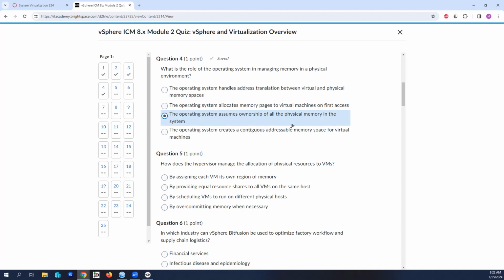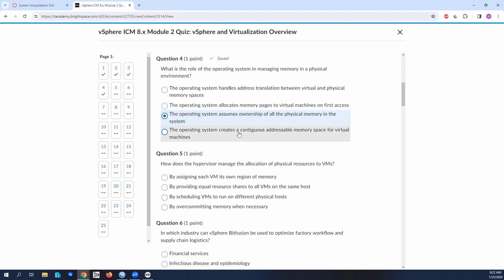A lot of times you can eliminate two answers in a multiple choice test pretty quickly, and then you choose between the other two. This one we're able to eliminate three, okay-ish.